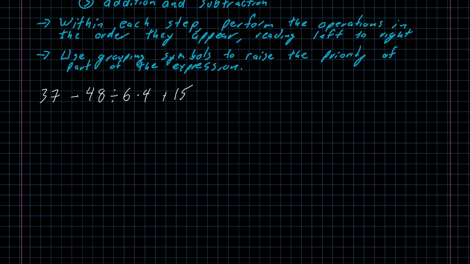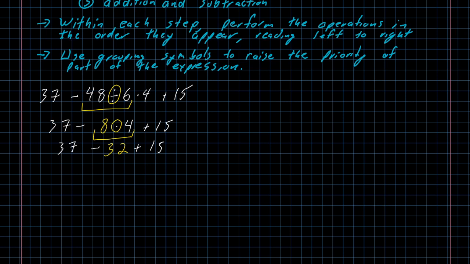The second phase, the second tier, is multiplication and division. Reading across from left to right, the first time we see multiplication or division is right here. 48 divided by 6 is 8. Everything else comes along for the ride. Continuing here, the next time we see multiplication reading from left to right is right there. 8 times 4 is 32. And once again, everything else comes along for the ride.